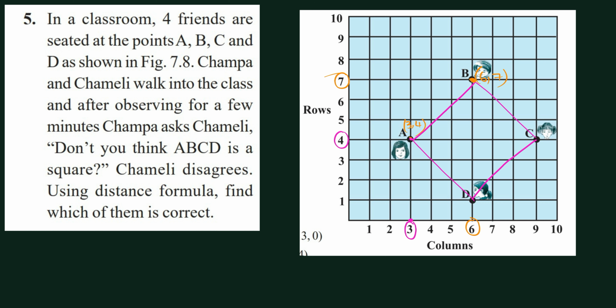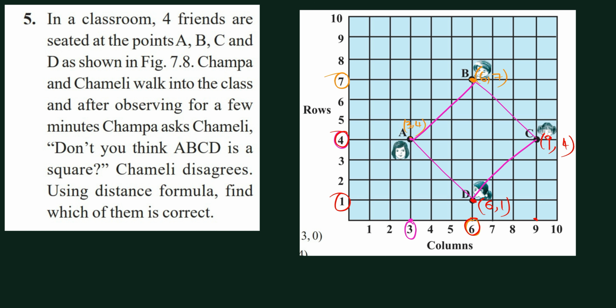Then point C, x value is 9 and y value is 4. Then 9 comma 4, and this is point C. And what is the point D? 6 comma 1. X value is 6 and y value is 1. Okay, and these are the vertices of the given quadrilateral. If you join these 4 points, it will form a quadrilateral. Okay, we have to prove the given points form a square.